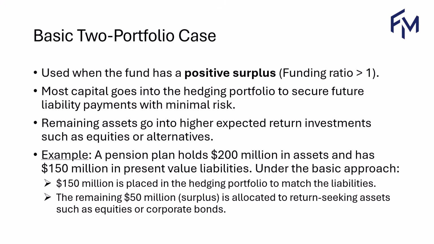So relative to this $200 million of assets, if you take 150 million divided by 200 million, we are allocating 150 over 200, which is 75%. So in this case, 75% of the assets have been allocated to hedging 100% of the liabilities, and the remaining 25% will be allocated to return-seeking assets.